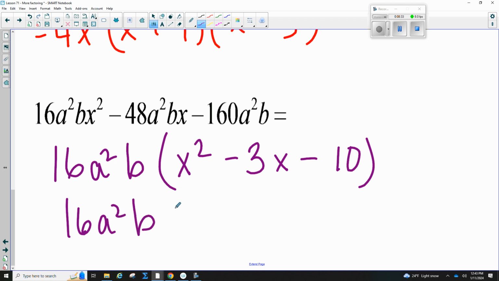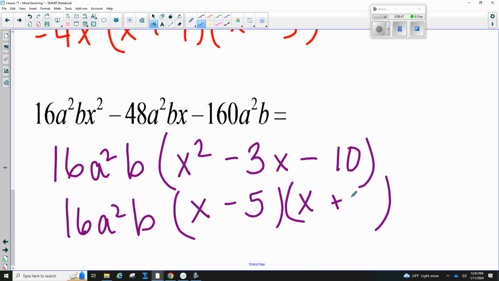And now I have to factor this lovely trinomial because it still factors. What multiplies to negative 10 and adds to negative 3? Good. Negative 5, positive 2 would add to negative 3, multiply to negative 10. And that would be my final answer.